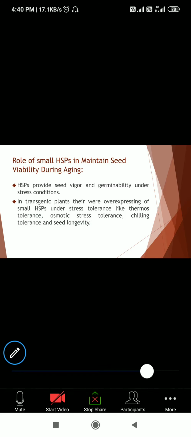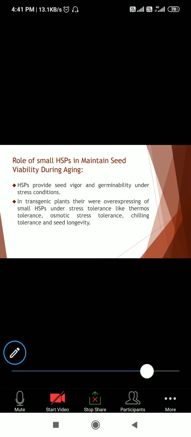So now we will see the role of small heat shock protein in maintaining seed viability during aging. It has been seen that these heat shock proteins are having ability to initiate the seed germination or to maintain the seed viability under stress condition as well.